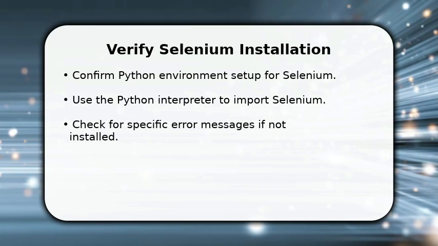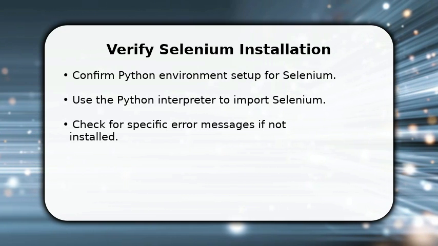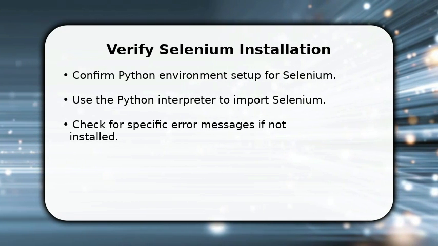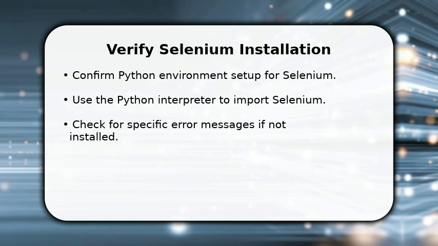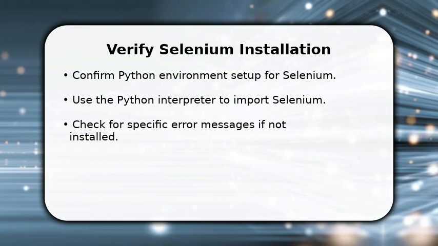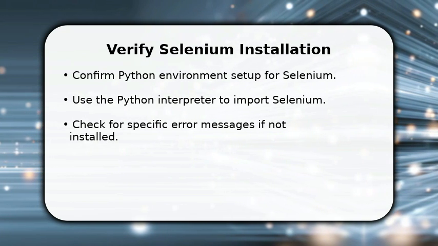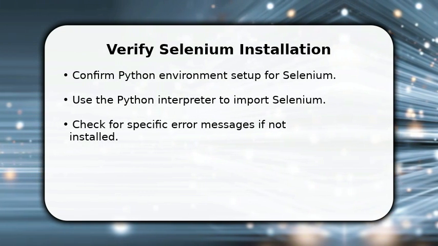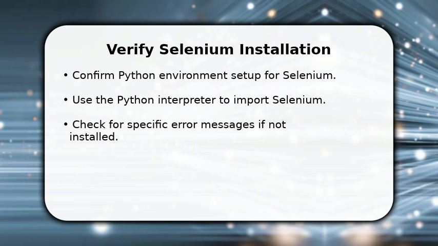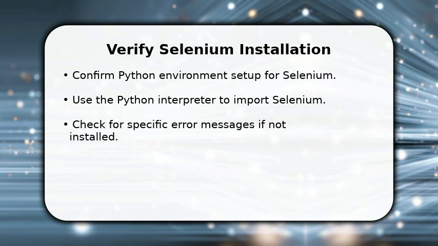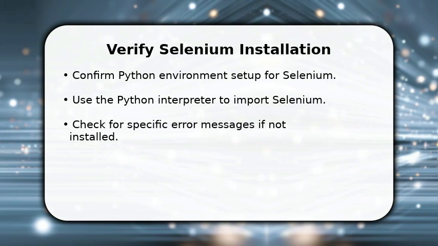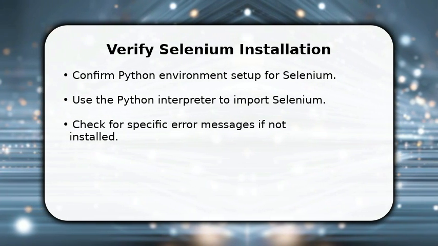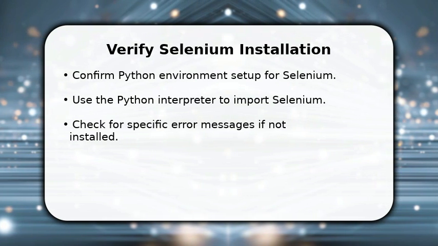In this video, I will explain how to check if Selenium is installed. First, open your terminal or command prompt. Then, type Python or Python 3 to enter the Python interpreter. Once inside, try to import the Selenium library by typing import Selenium. If you don't see any errors, Selenium is likely installed and ready to use. If you get an import error, it means Selenium isn't found in your current environment.